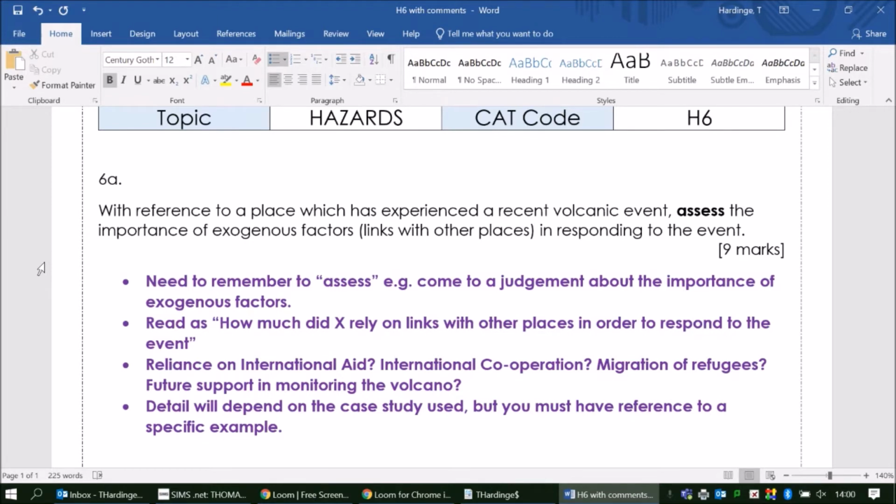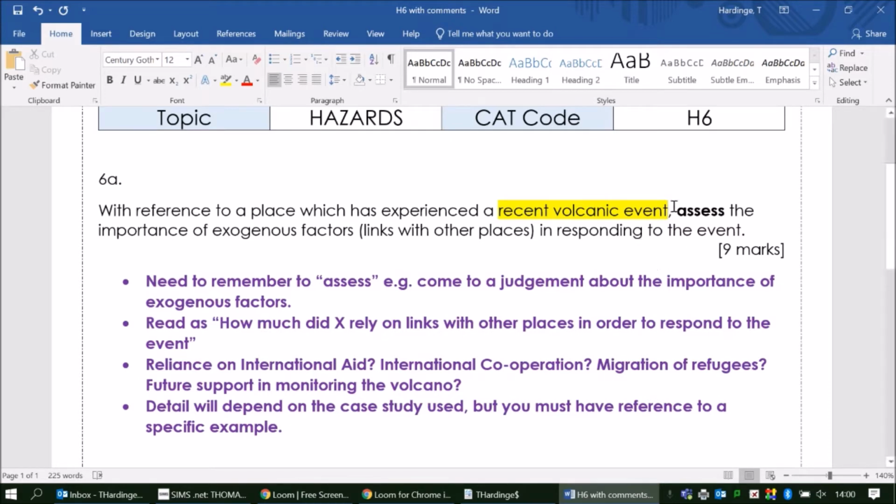Now, when we start to unpick this question, you'll see that there's a couple of things you need to be aware of. So, first bit, with reference to a place which has experienced a recent volcanic event. That's really important. You need to be tying your answer into a particular place and a particular volcanic event. Don't misanswer this question and start writing about earthquakes. It must be about a volcanic event.